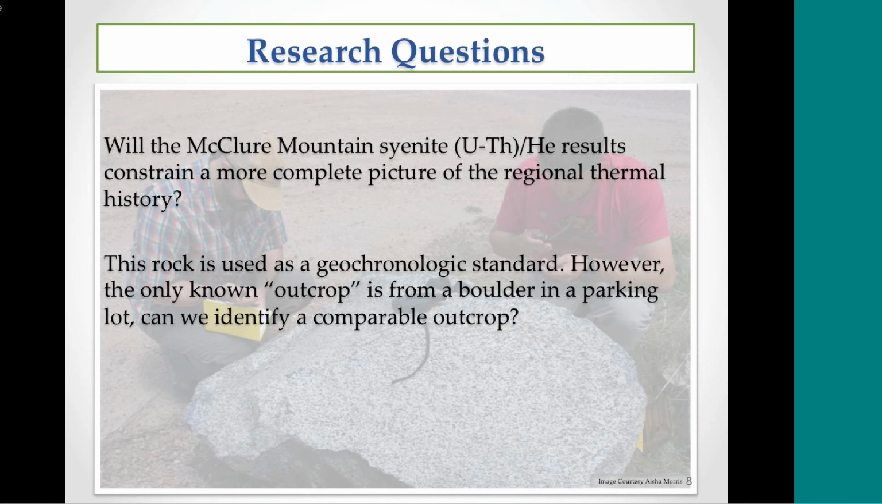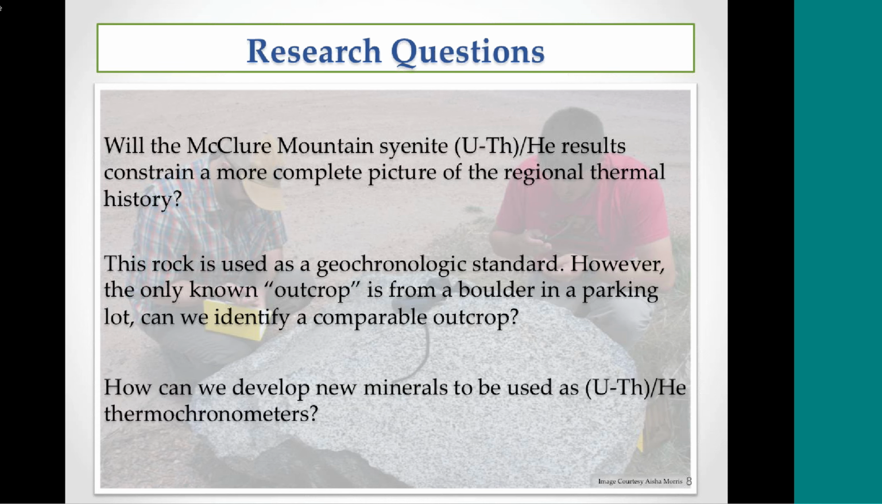Currently, this rock is used as a geochronologic standard. However, the only outcrop is from a boulder in a parking lot. And we want to be able to identify a comparable outcrop. And this is the boulder in the parking lot that's used as a standard here in the background. And how can we develop new minerals to be used as thorium-helium thermochronometers?